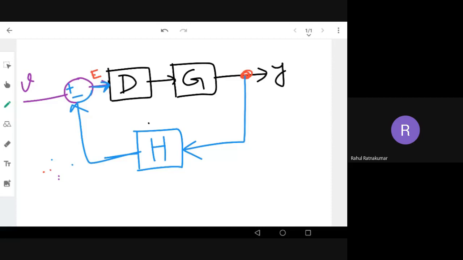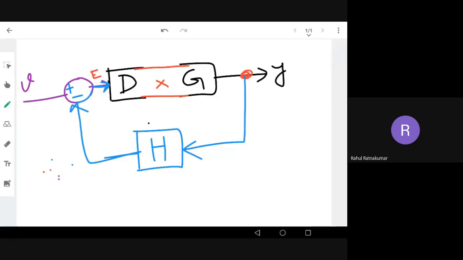Okay, so what I have done in the last lecture, I think you have seen the simplification. We can multiply these two together, D into G, because they are in series, right? So he has tried to simplify it by combining these blocks together, and D into G is the overall transfer function.